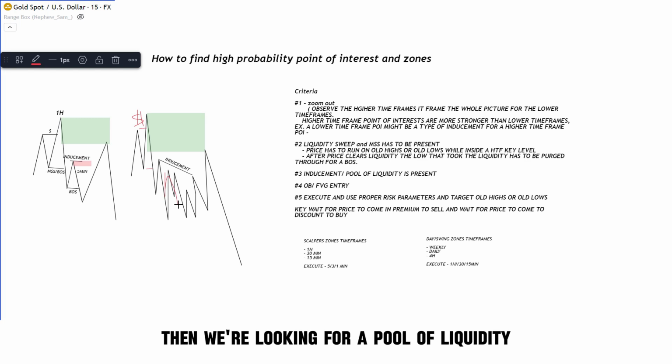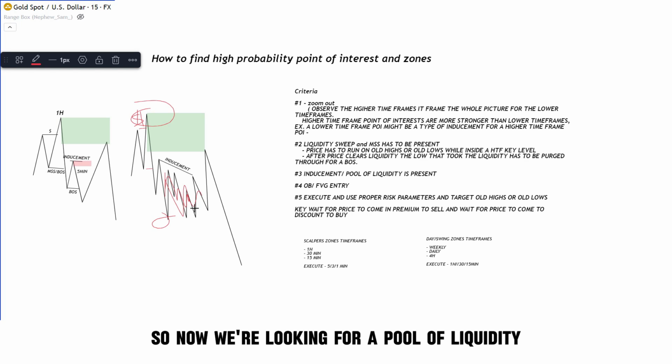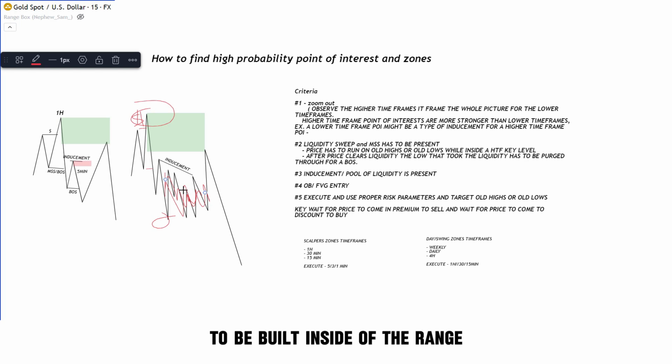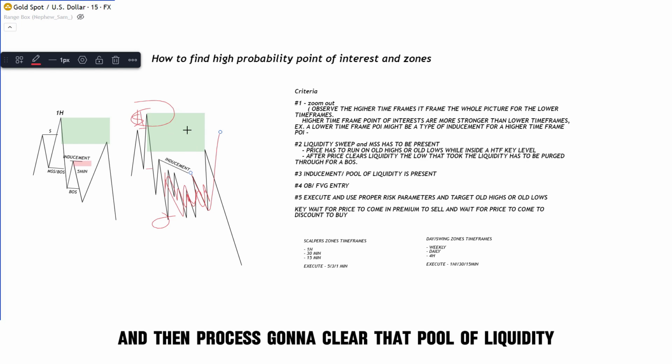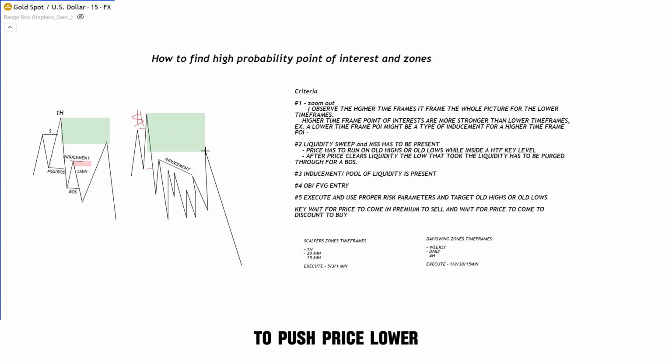And then we're looking for a pool of liquidity to be built inside of this range. So this is the range high, and then this is the range low. So now we're looking for a pool of liquidity to be built inside of the range, and then price is gonna clear that pool of liquidity, tap inside of our high probability zone to push price lower.